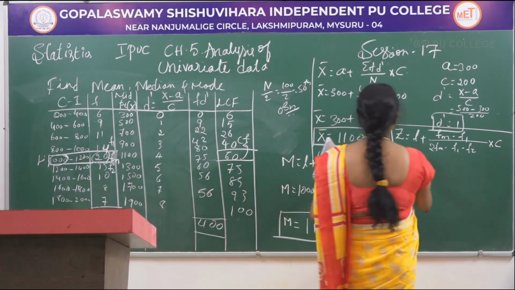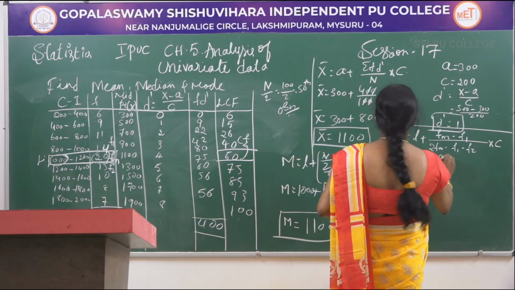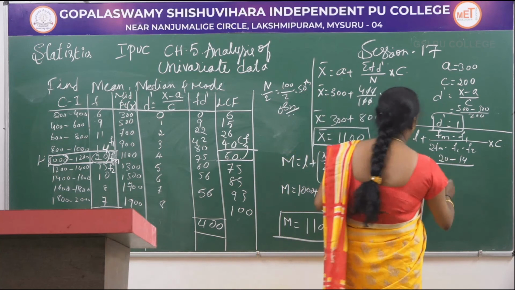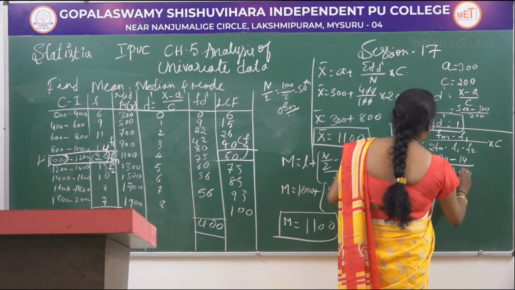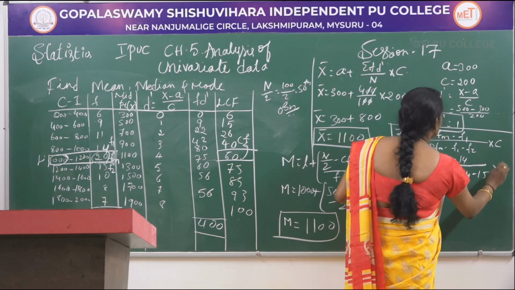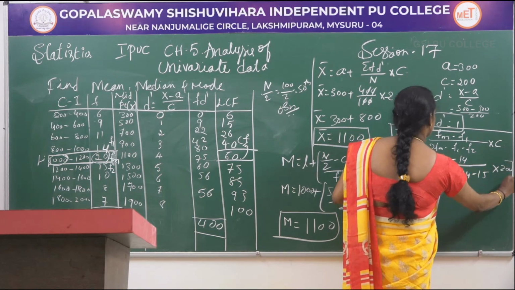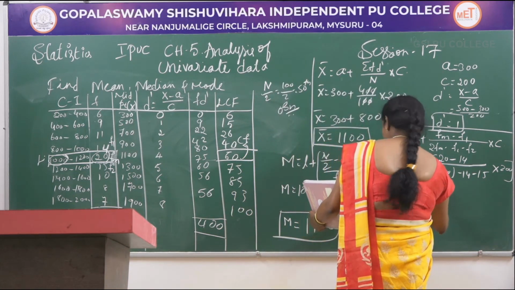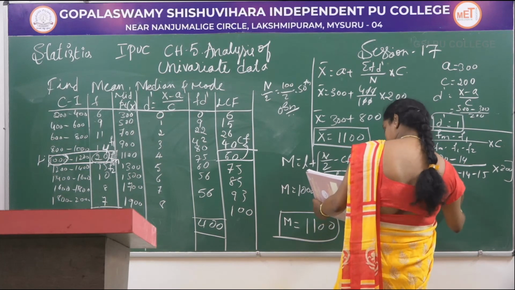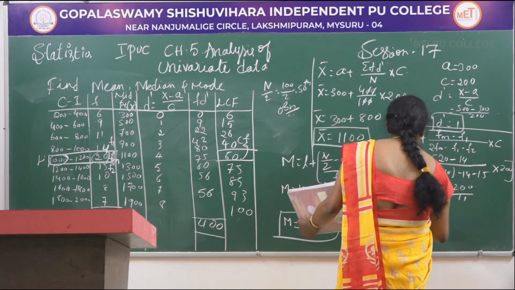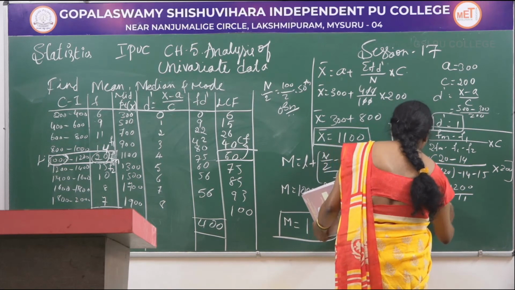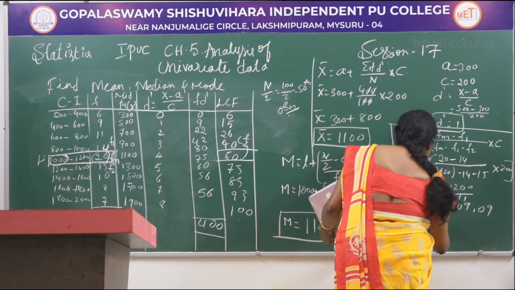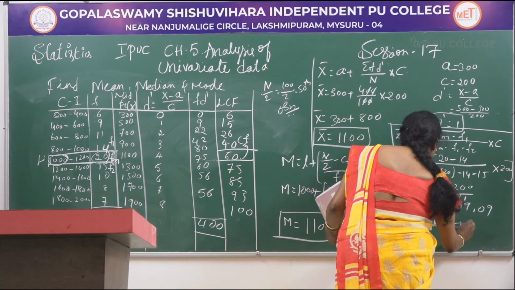Substitute the values. So this is 1000 plus (fm is 20 minus 14) divided by (2 into 20 minus 14 minus 15) into c is equal to 200. Okay, so after this simplification, it is 1000 plus 1200 by 11. So the mode Z is equal to 1000 plus 109.09. So Z is equal to 1109.09.